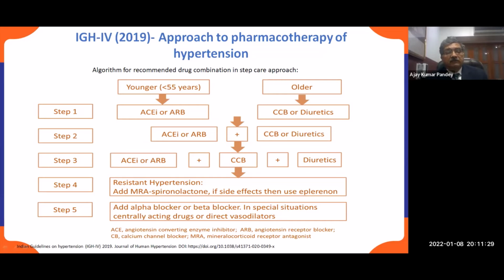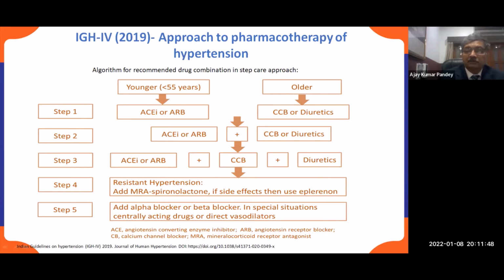And step 5: if the BP is still not controlled after adding these three groups of drugs and the aldactone group, add an alpha blocker or beta blocker or alpha-beta blocker or centrally acting drugs in a special situation, or direct vasodilators like minoxidil and all those things.